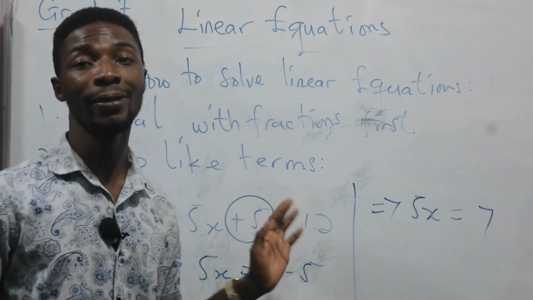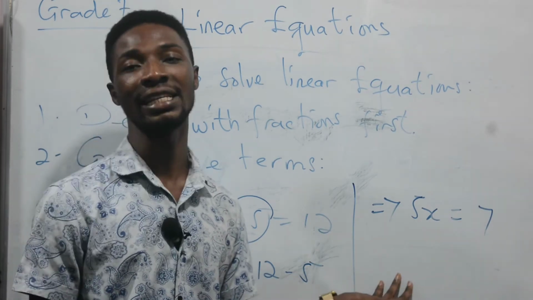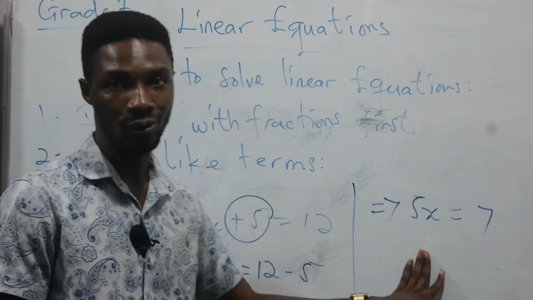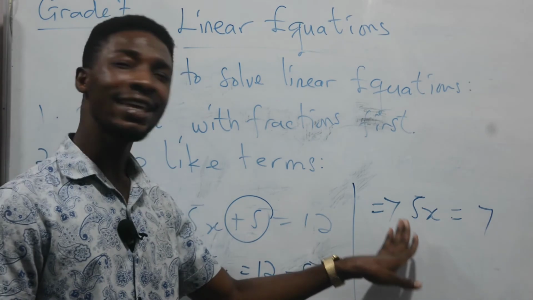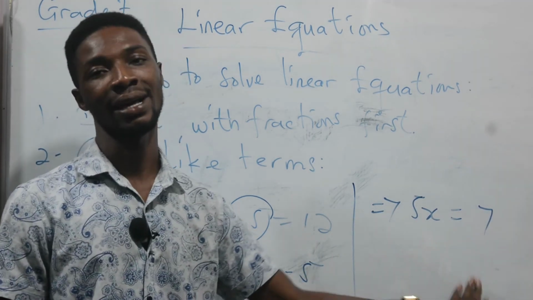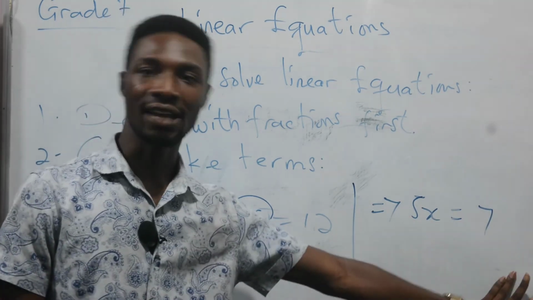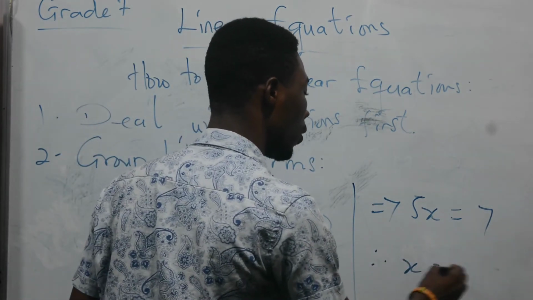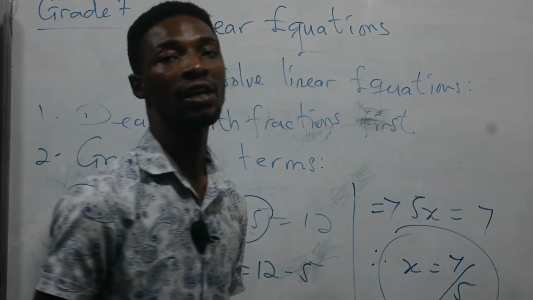We keep on grouping like terms. Okay, we have 5x. 5 and x are not the same. We are looking for x. Okay, so we have to leave x alone by sending 5 to the other side of the equal sign. 5 here is multiplying, and by the rule, if the number is multiplying, it must divide. So since 5 is multiplying here, it is going to divide 7, so that x will stand alone. Therefore, we are going to get x to be equal to 7 over 5. And this is the solution for our equation.